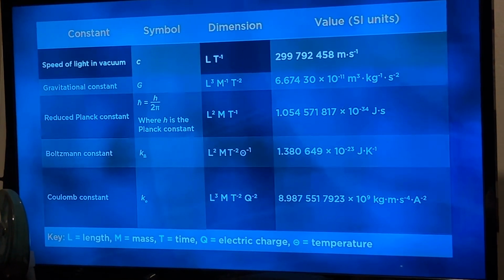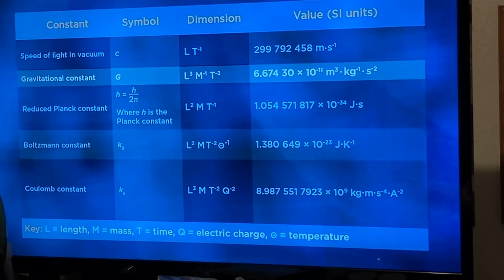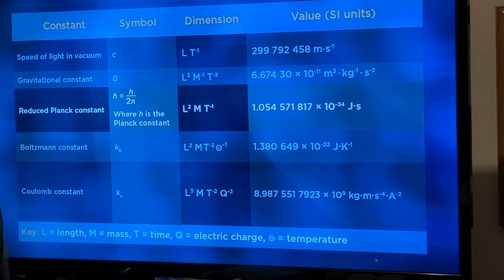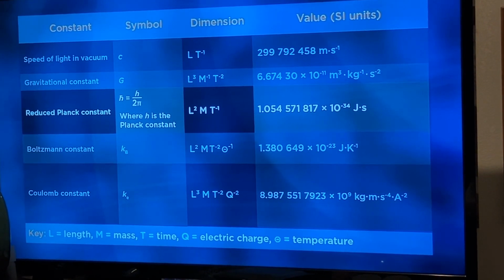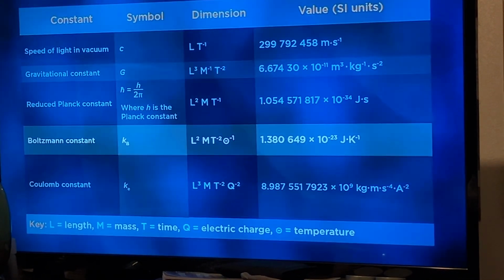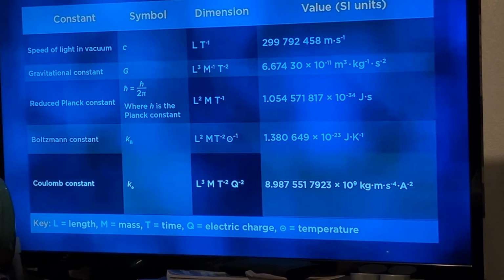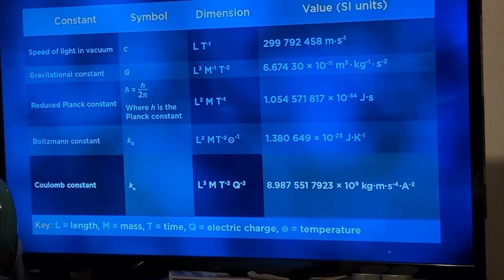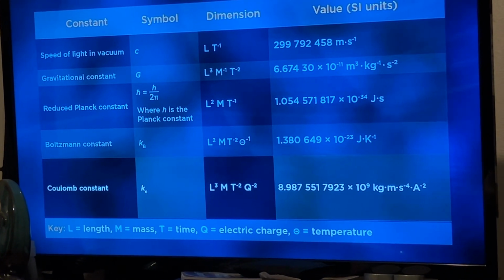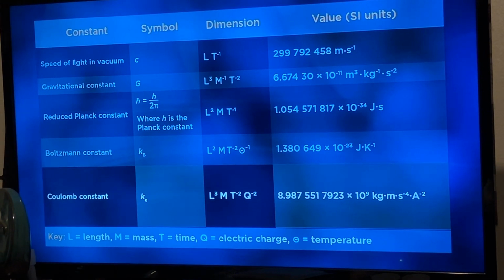The first is the speed of light, which we've encountered before. The second is the gravitational constant, which Newton defined in his theory of gravity. The third is the reduced Planck constant, which is just Planck's constant divided by 2 pi. The fourth is the Boltzmann constant, which arises in thermodynamics and equates the energy and temperature of a gas. The fifth and final fundamental parameter is the Coulomb constant, which arises in electricity situations, most famously in Coulomb's law, which predicts the force between 2 electrically charged objects.